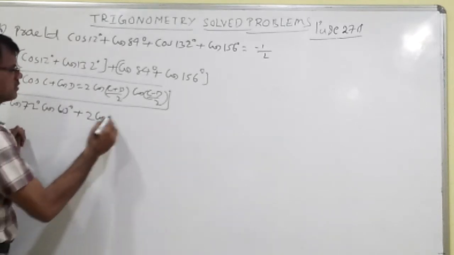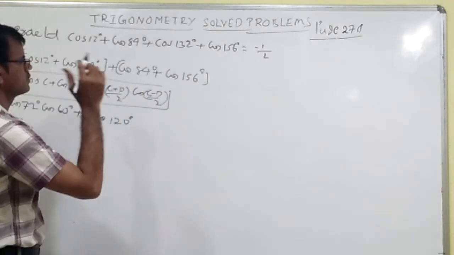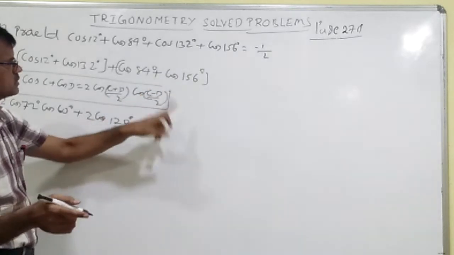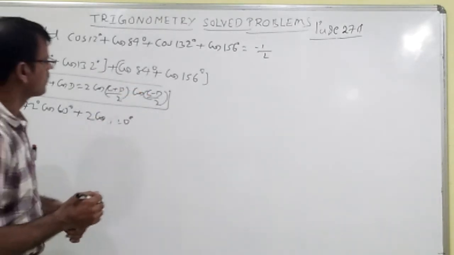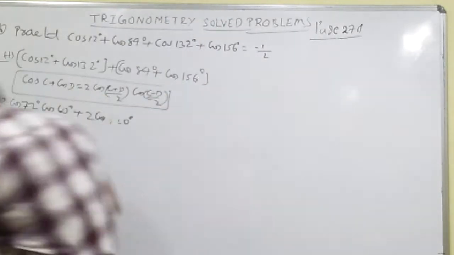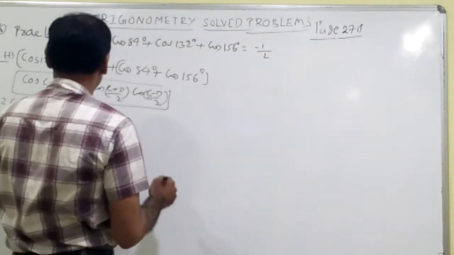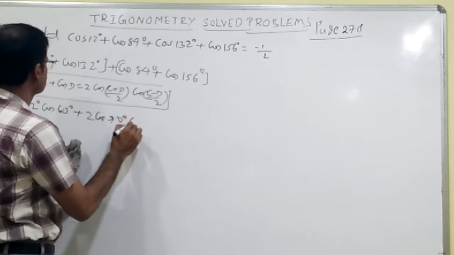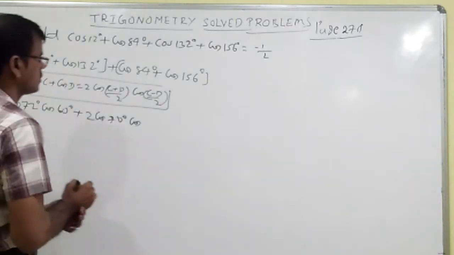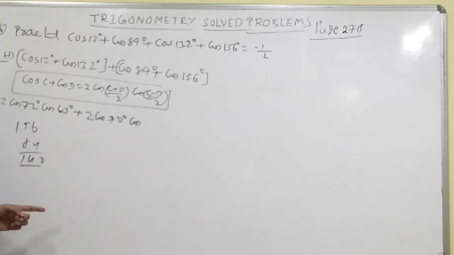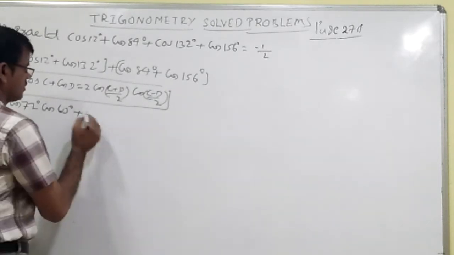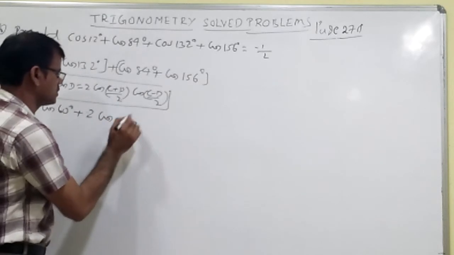84 plus 156 is 240, by 2 that is 120, into cos of (84 minus 156) by 2. 84 plus 156, once you add it, is 240, and 240 by 2 is 120.